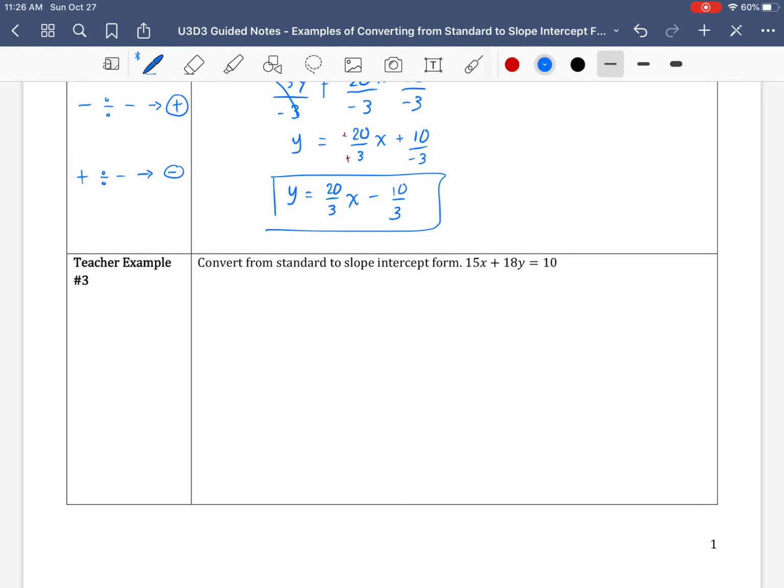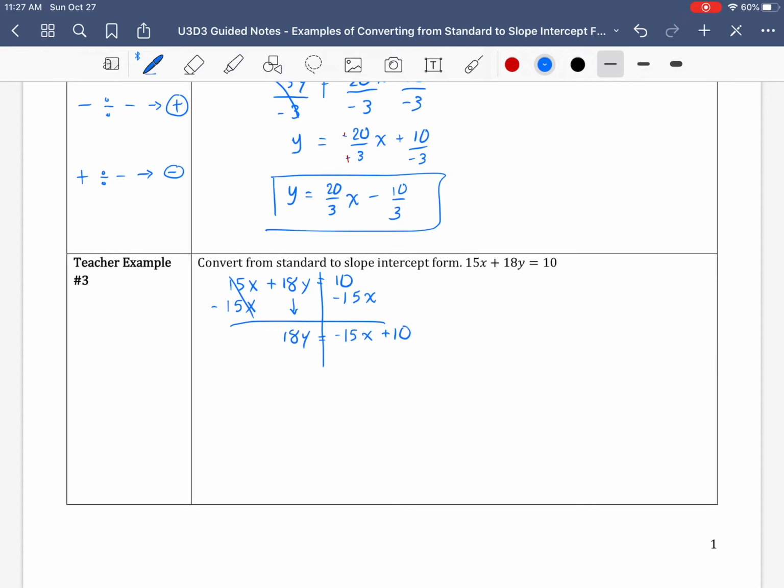Now for our very last teacher example, we are asked to convert from standard to slope-intercept form. So here we have 15x plus 18y equals 10. In order to isolate y, our first step is to subtract 15x from both sides. Our 15x and our negative 15x cancel out to 0, and we're left with 18y equals negative 15x plus 10.